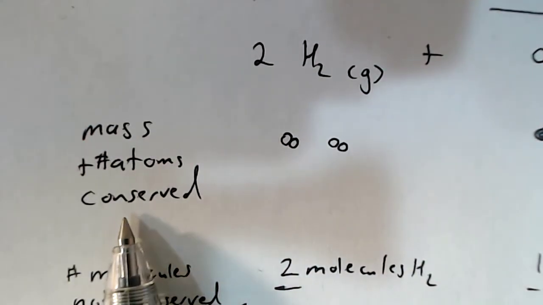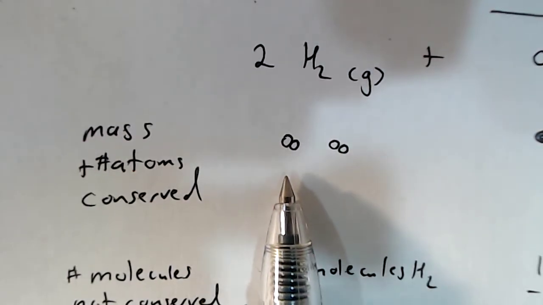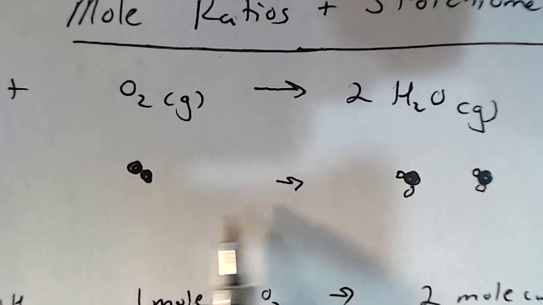You should be able to see that the number of atoms of each element are conserved. There are just as many hydrogen atoms, four of them here, as there are here, and two oxygen atoms on the left and two oxygen atoms on the right.